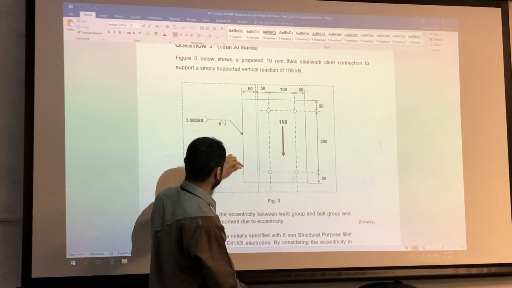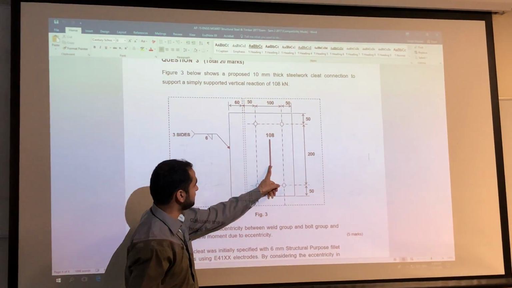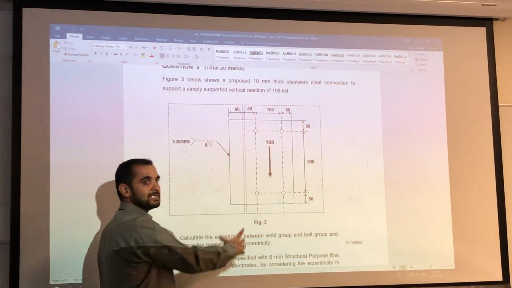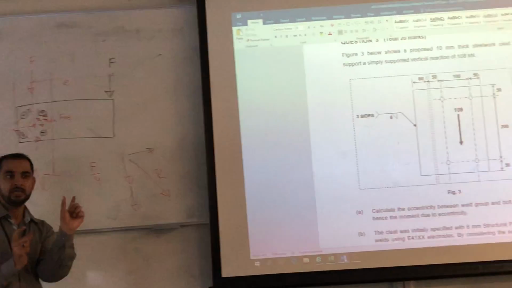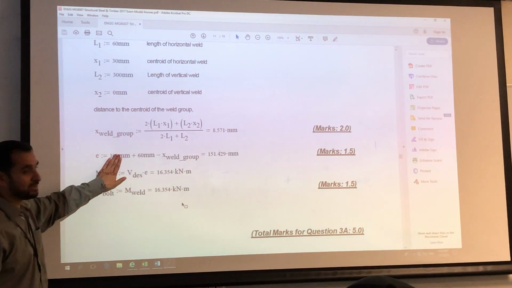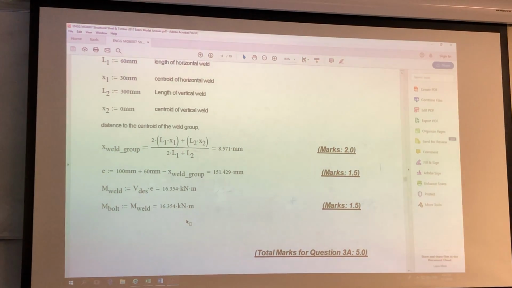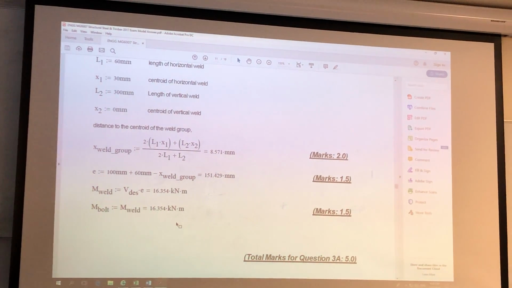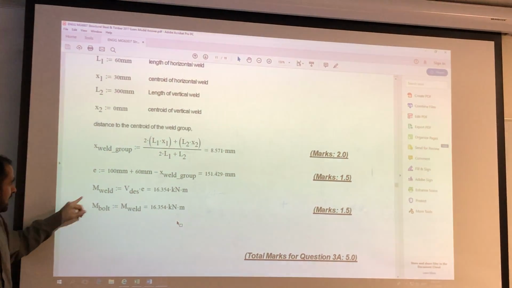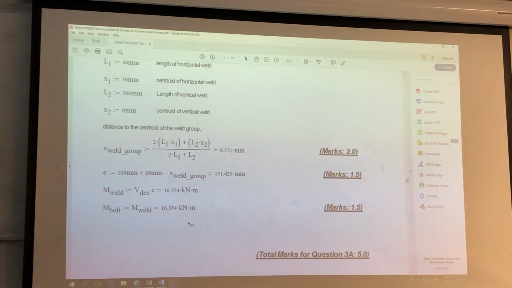Oh, sorry, from here. So 50 plus half of that, that's 100. 100 from the center of the group to the joint, and then from the joint there is 60 minus X. So 60 is the length of the weld minus X. That's what I have done here. So 100 millimeter plus 60, that's the total length, minus the distance to the center of the weld group from the left. So that's how I got 151, and then I'll find out the design M weld and M bolt. It's exactly the same on both sides because the eccentricity is between the two.